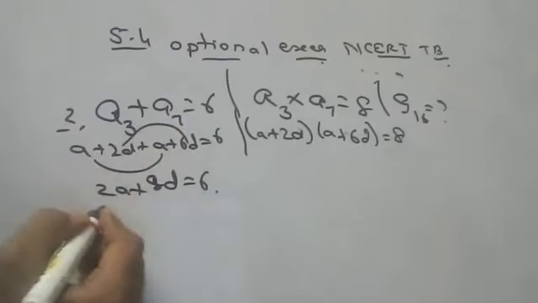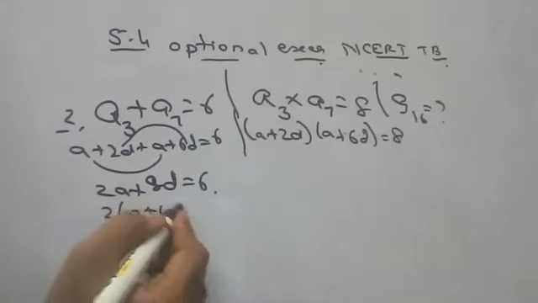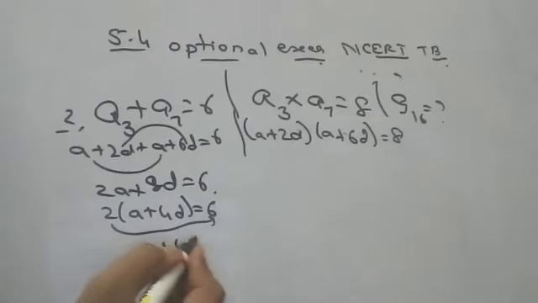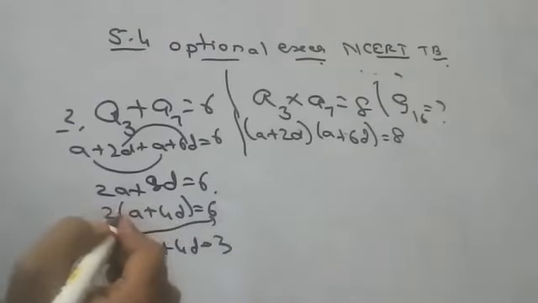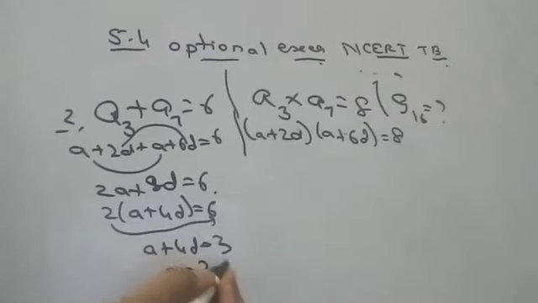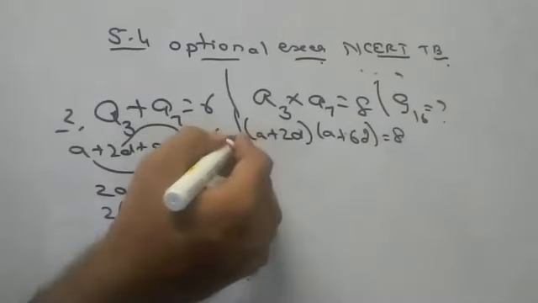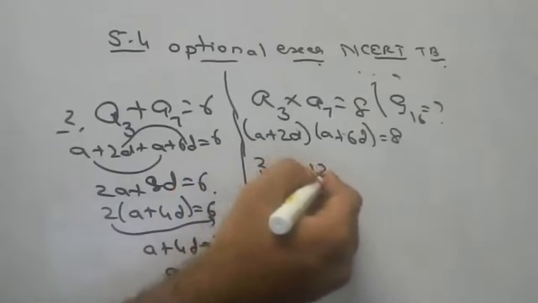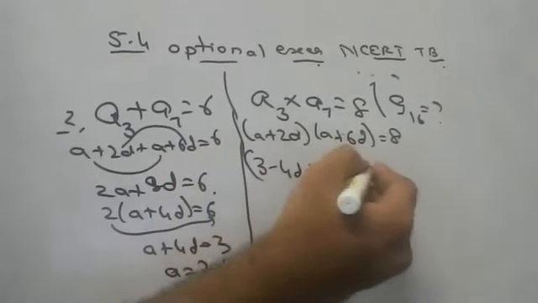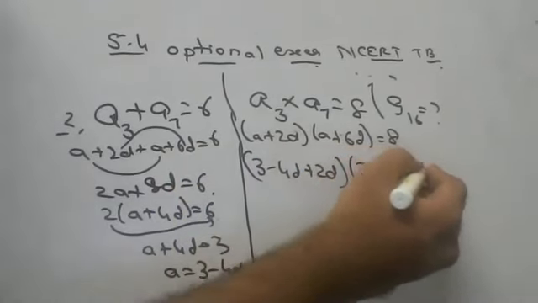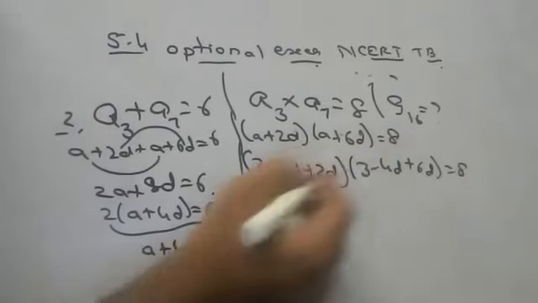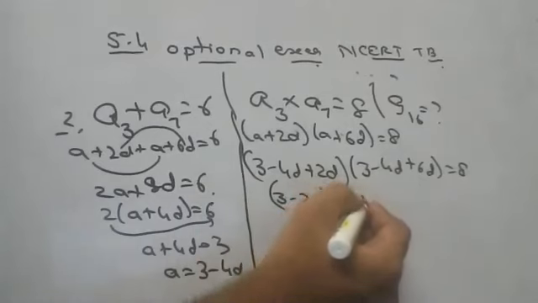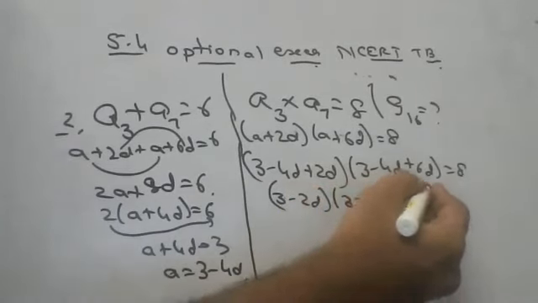Okay. Take 2 common, children. A plus 4d is equal to 6 by 2, which is 3. A is equal to 3 minus 4d. Substitute here, children. (3 minus 4d plus 2d) into (3 minus 4d plus 6d) is equal to 8. So (3 minus 2d) into (3 plus 2d) is equal to 8.